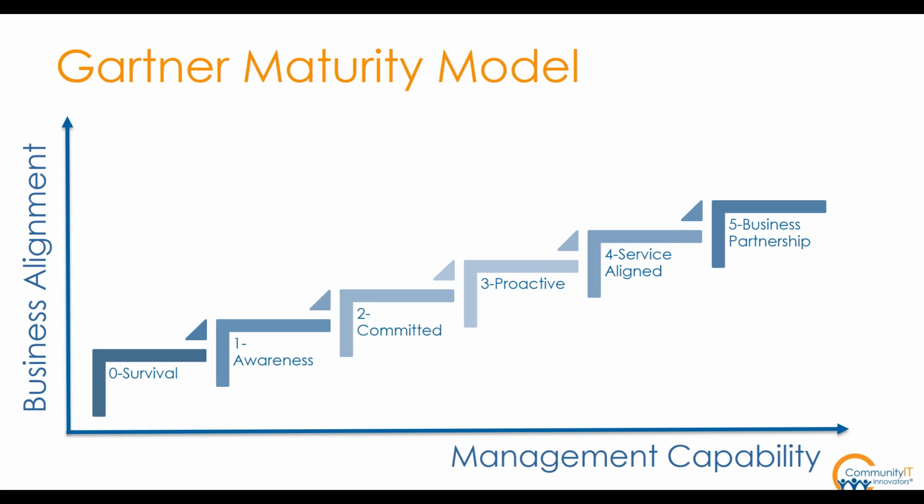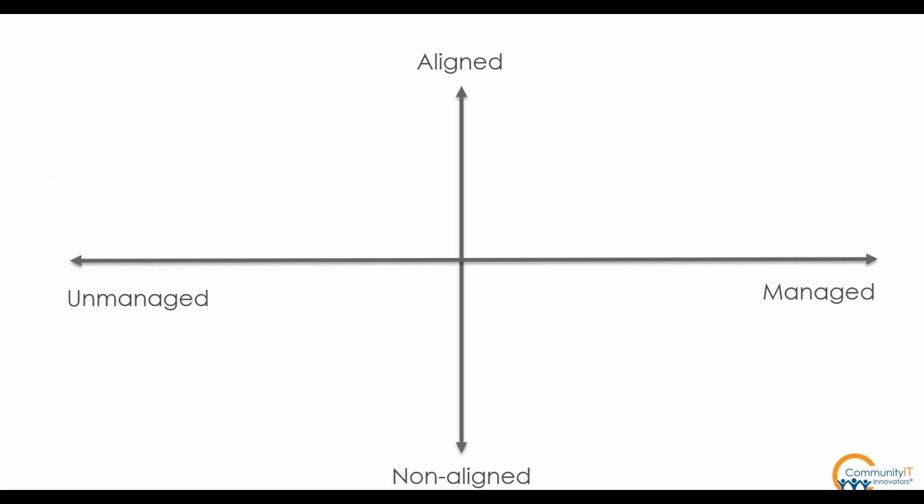So I took this maturity model and superimposed it on another Gartner structure, which many of us have come to know and either love or fear, I'm not sure, the Gartner quadrants. On one axis, we've got business alignment: down at the bottom is non-aligned, up at the top is aligned. On the other axis, we have management capability: off to your left, the IT function is unmanaged, and off to your right, the IT function is managed. So let's see, what are the characteristics of each of these four quadrants?